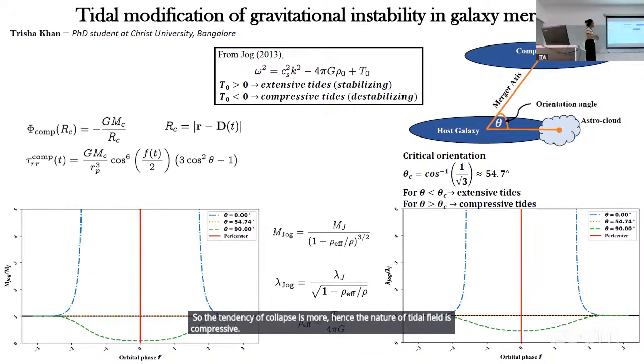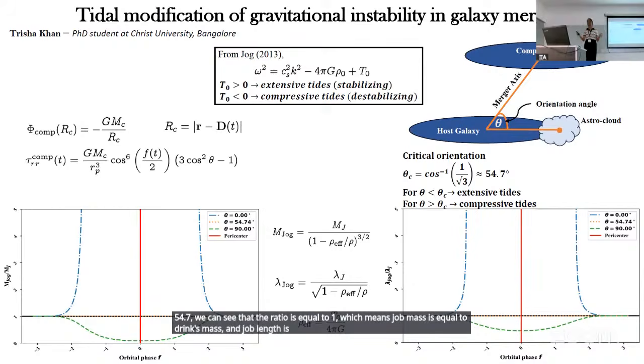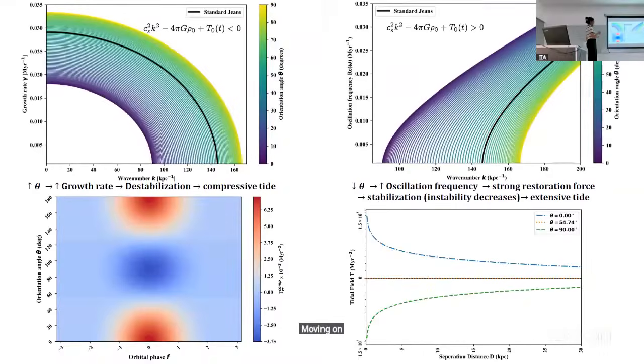And at this critical angle 54.7, we can see that the ratio is equal to 1, which means job mass is equal to Jeans mass and job length is equal to Jeans length. Thus, this is the critical angle where the existence of the tidal field vanishes and the astrocloud will follow the classical Jeans instability criteria. Moving on, these 2 plots here are the imaginary and real roots of the modified dispersion relation.